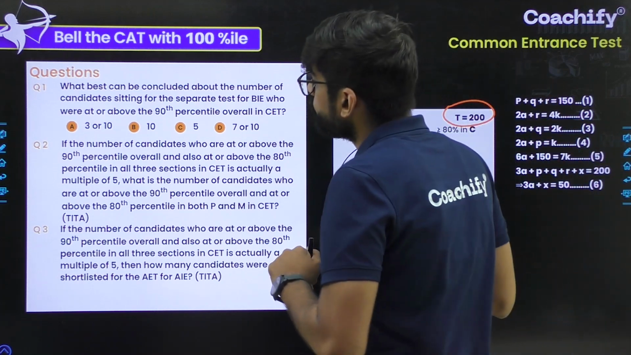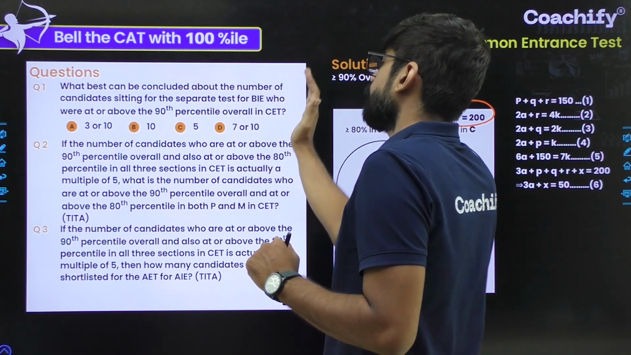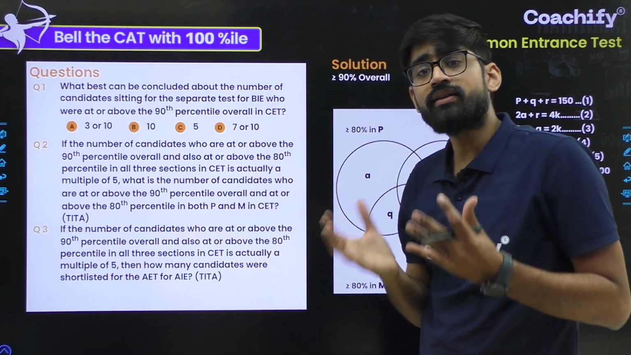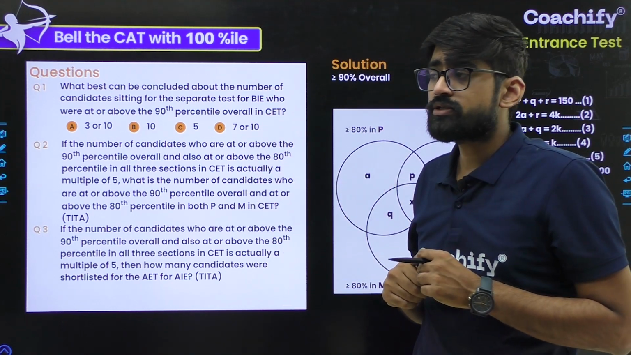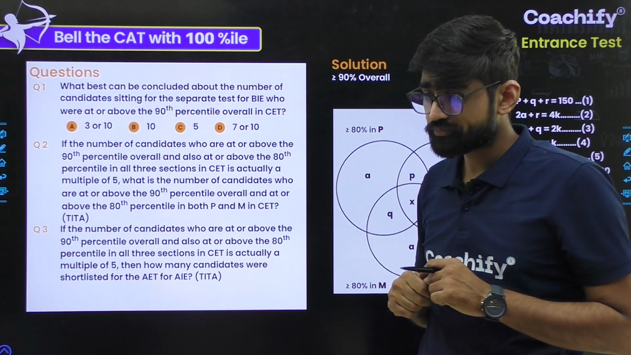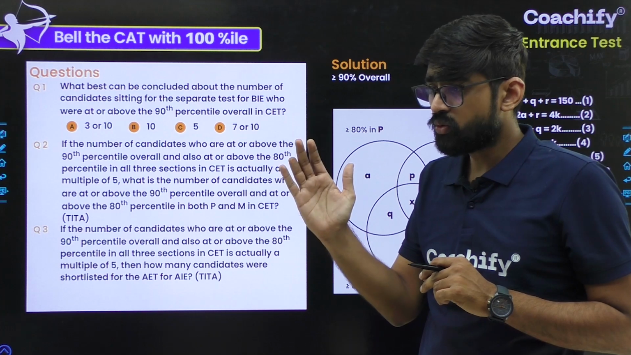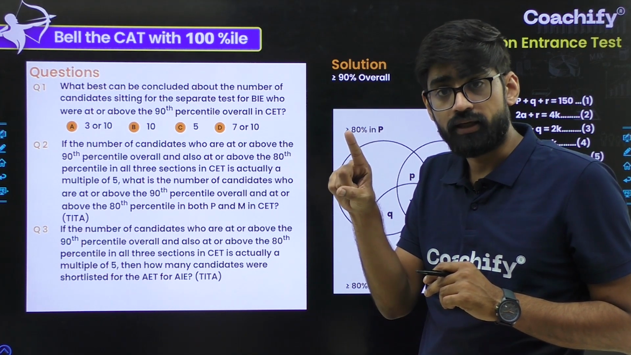Now we are talking about what best can be concluded about the number of candidates sitting for separate test for BIE. So who are the candidates who are sitting for separate test for BIE? So in the beginning the criteria was given, right? What was the criteria? So let's say if you are scoring at least 80 percentile in only P, right?